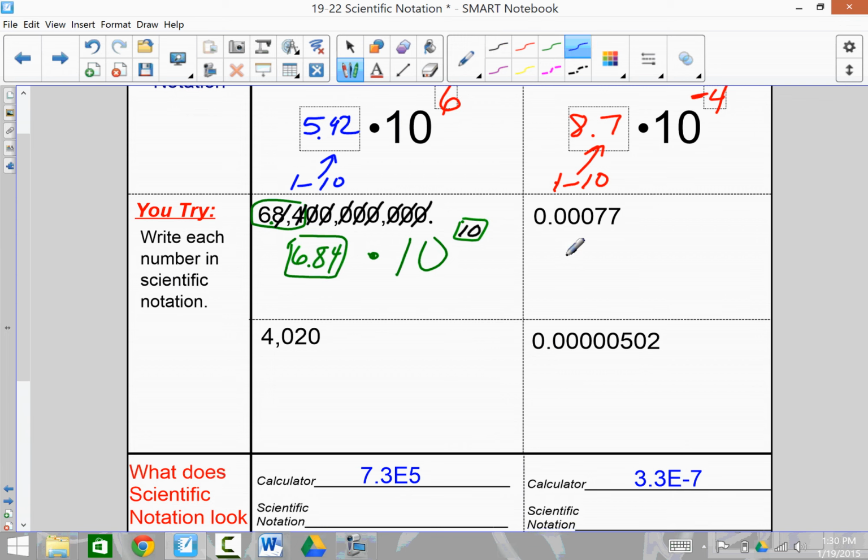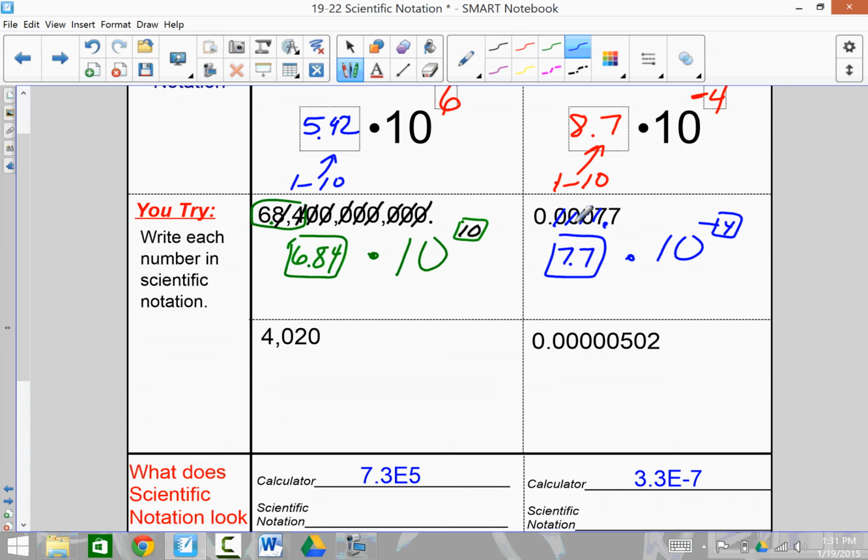Let's try a small number. We have a number smaller than 1, bigger than 0, so I know I'm going to have a negative exponent. I'm going to put my decimal point between the two 7s, so I have a number 7.7, which is between 1 through 10. And how many numbers stand between the new decimal point and the old one? There are 1, 2, 3, 4. So I know that's going to be a 4 here, and I know it's going to be negative because it's a small number here. Okay, that means I took 7.7 and I divided it by 10 4 times to get the number 0.00077.